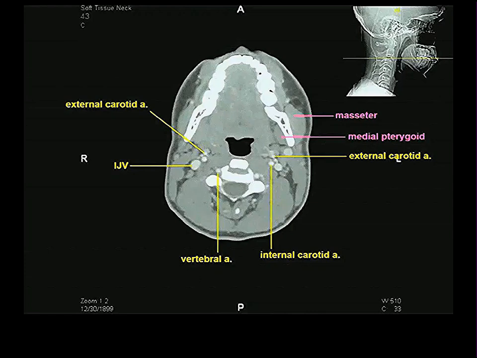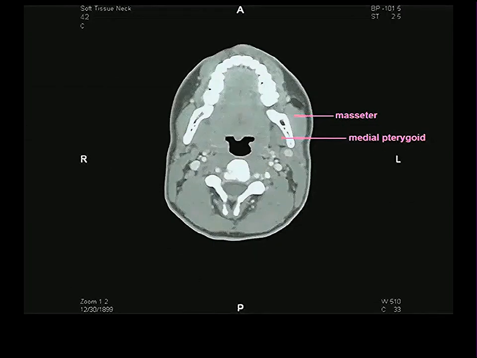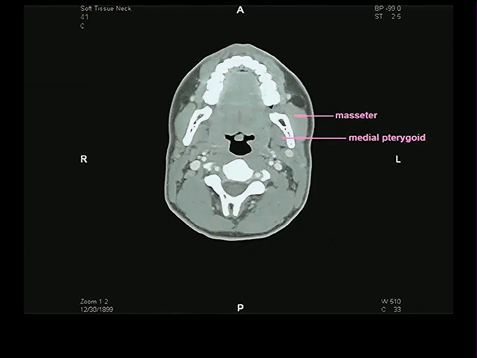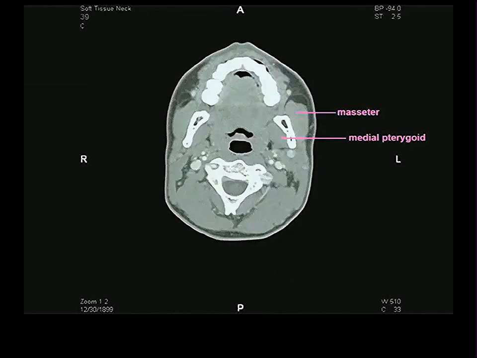We will see these continuing as we go up the section, but these are the first of the masticatory muscles we can see because they attach down at the angle. Medial pterygoid, medially, masseter, laterally. So we're just coming up now the section, up. You're seeing more of them.